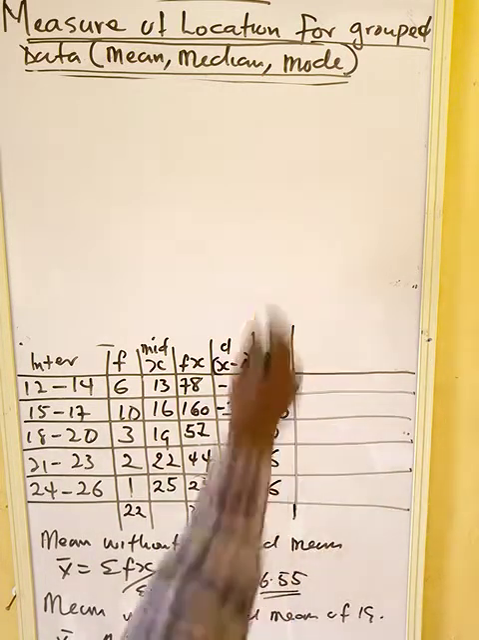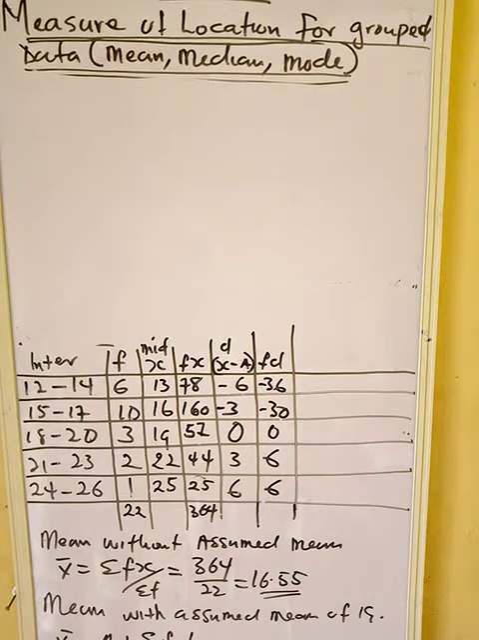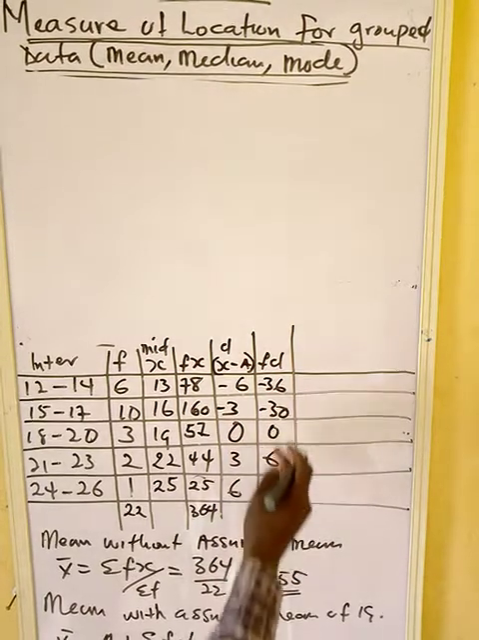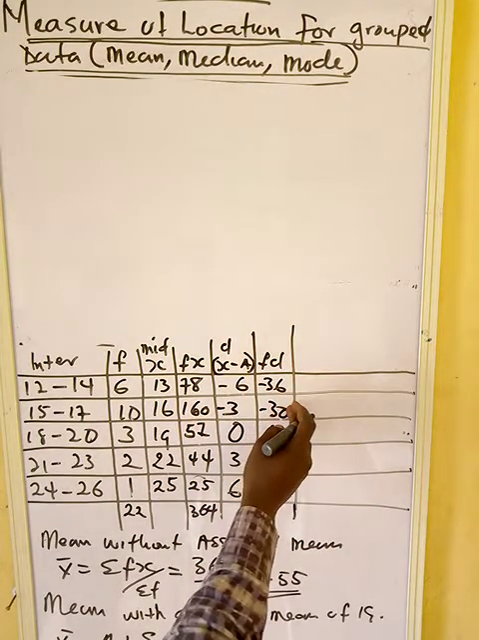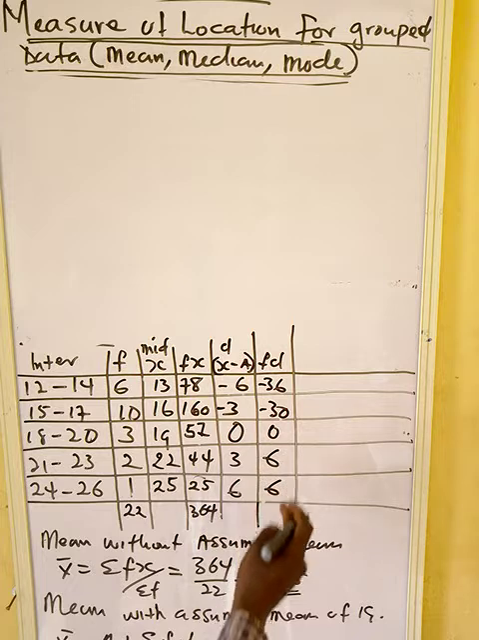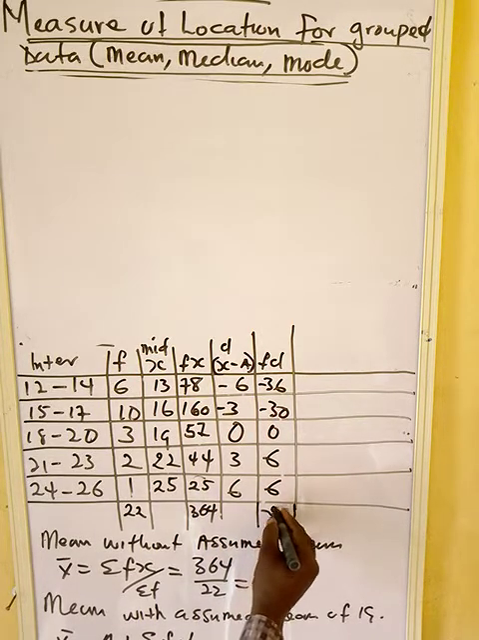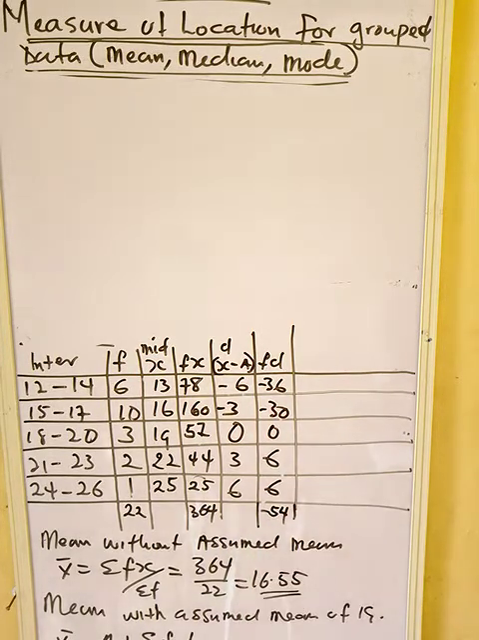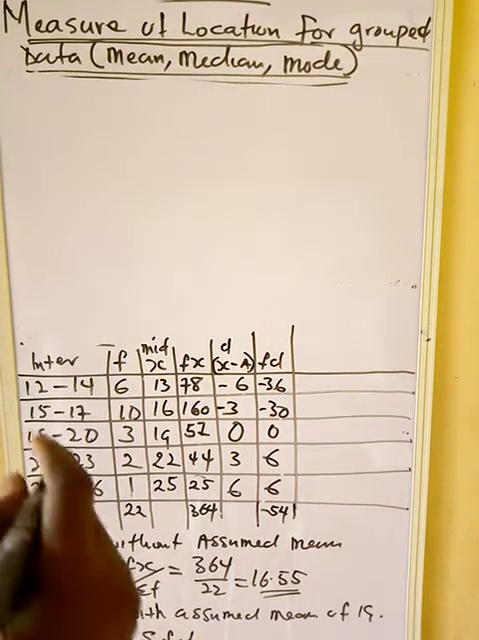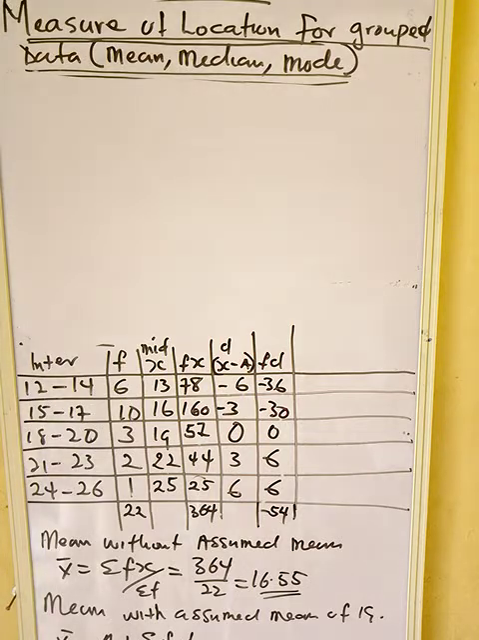So now let us add everything together. Minus 36 minus 30 will give us minus 66. Minus 66 plus 12 will give us minus 54. So that's our summation FD. Let us do it up there.